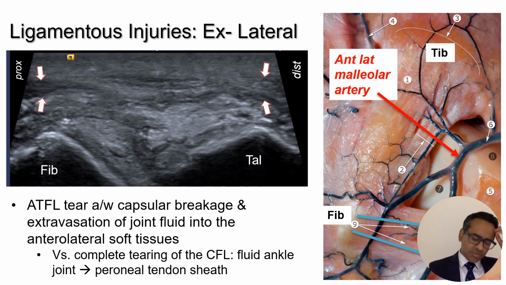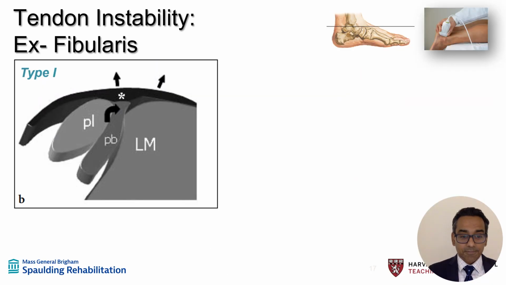So we've talked about tendinous injuries in the Achilles. We've talked about ligamentous injuries with the fibula, with the ATFL. Now we're going to talk about instability. For tendinous instability, the classic example that we'll use is the peroneal tendons in the lateral ankle. The fibularis tendon can be unstable in a couple of classic ways.